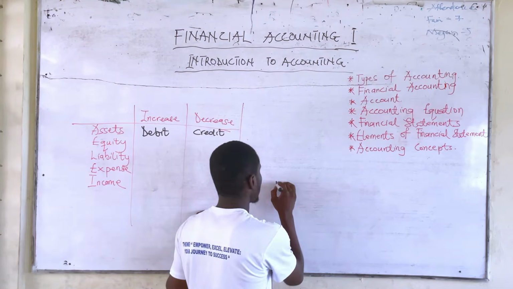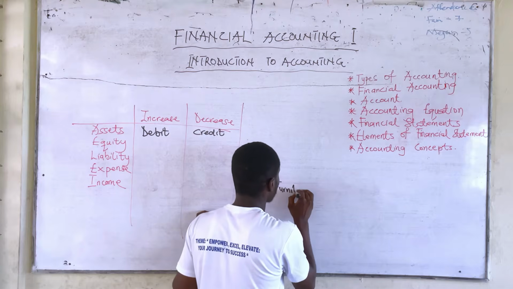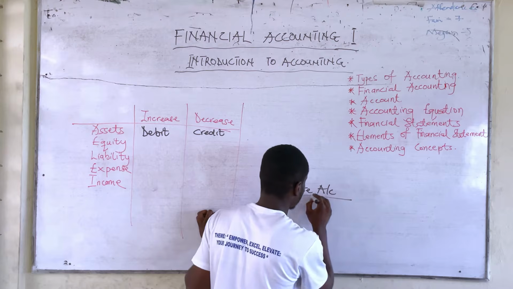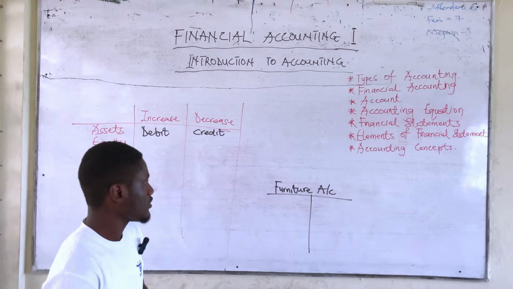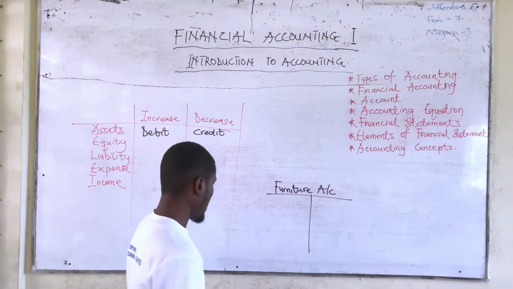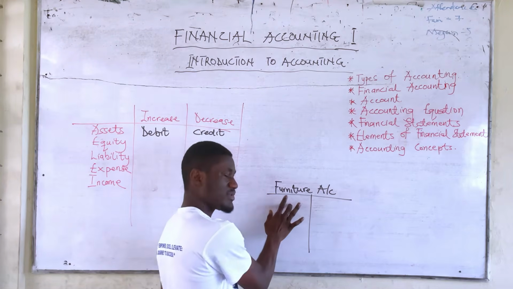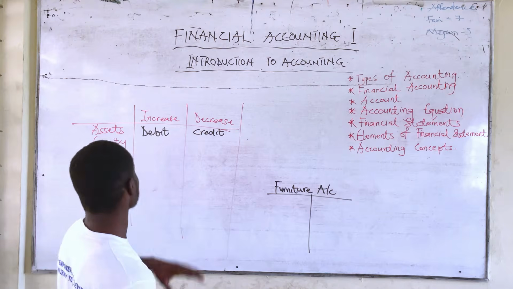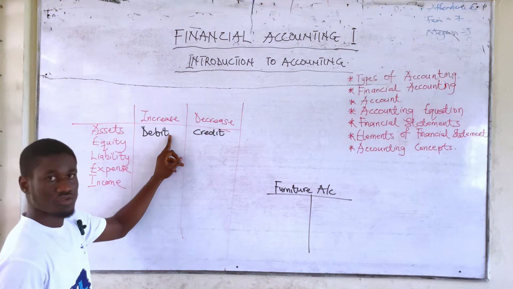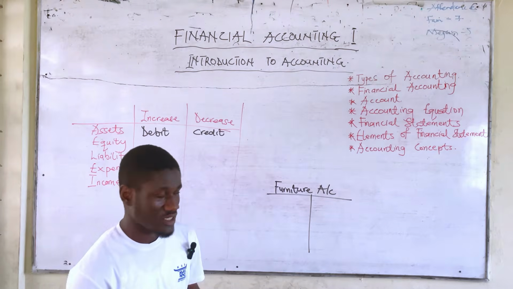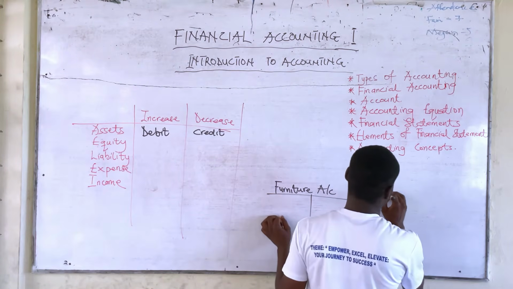So let's say we had furniture. Just write the furniture account, which is a typical account. After that, we know that furniture has increased. So we are going to what? Debit furniture. Increase in assets, you are going to debit. So what was the other account involved? It was cash. We bought furniture with cash. Good.